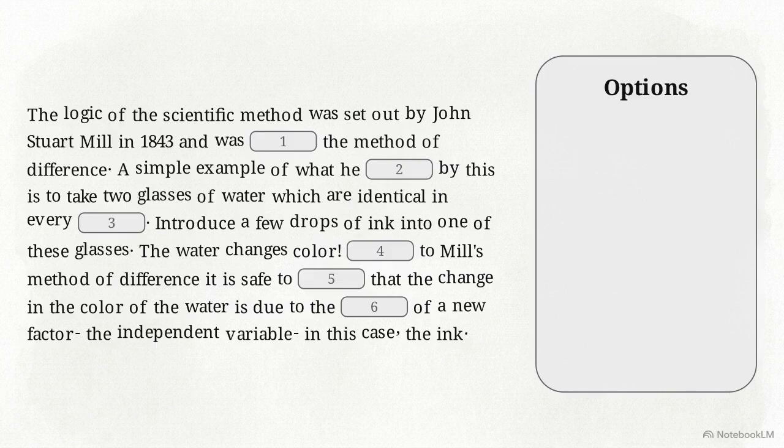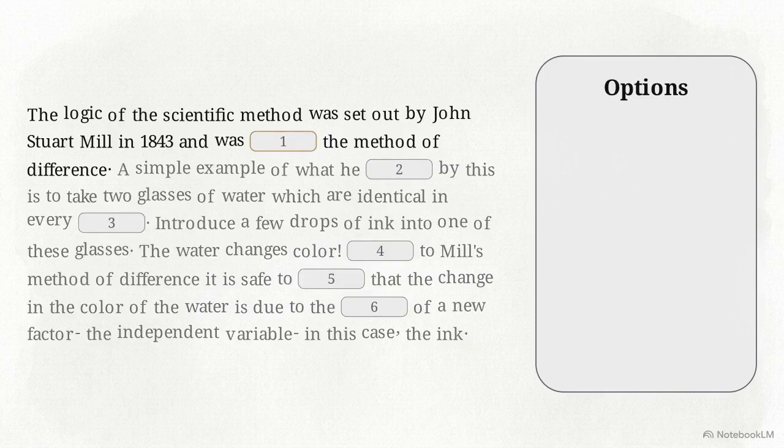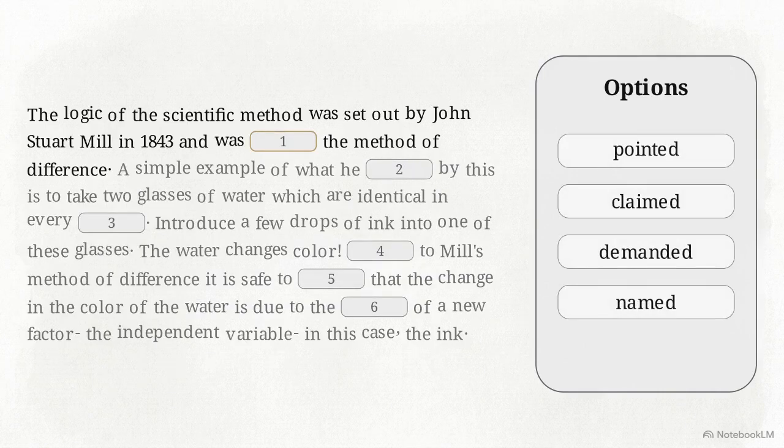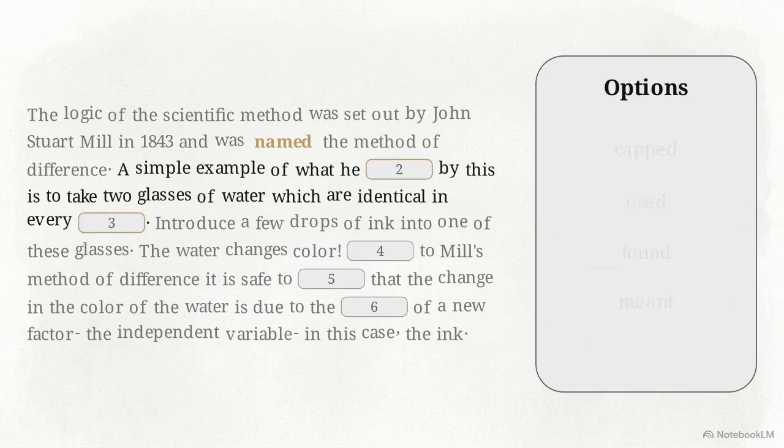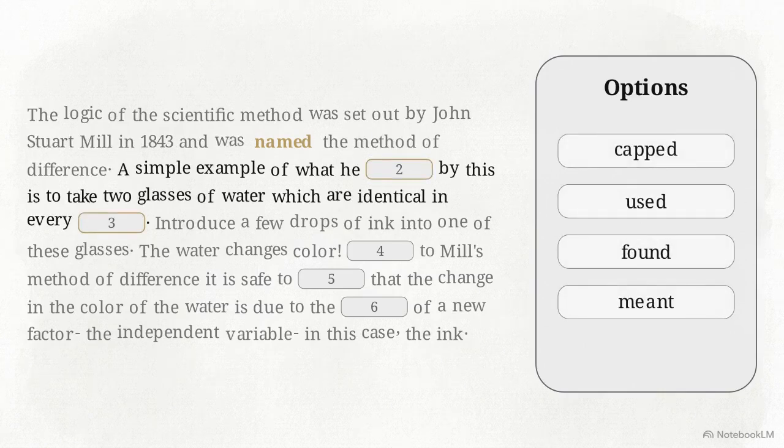Let's look at the first blank. The sentence reads, "And was blank the method of difference?" Verbs like claimed or demanded would require a different structure, like a that clause or an extra preposition to function here. Named, however, is designed to bridge a subject directly to its title, making it the only fit for this construction. Moving down, we encounter a strict English collocation.